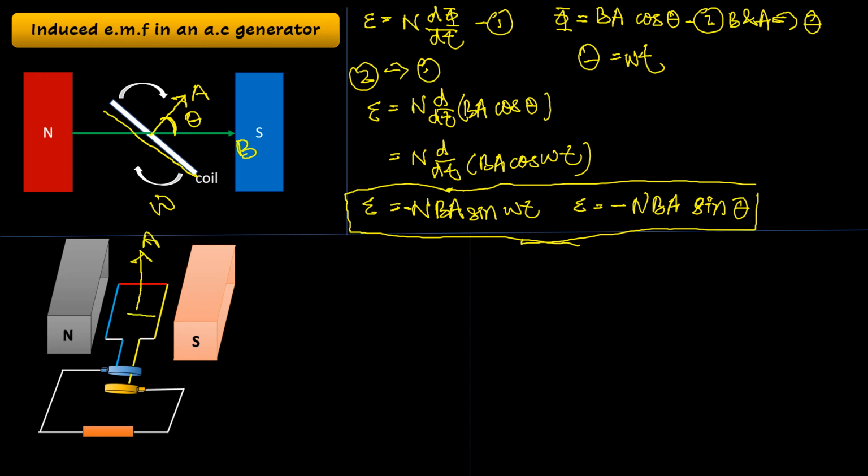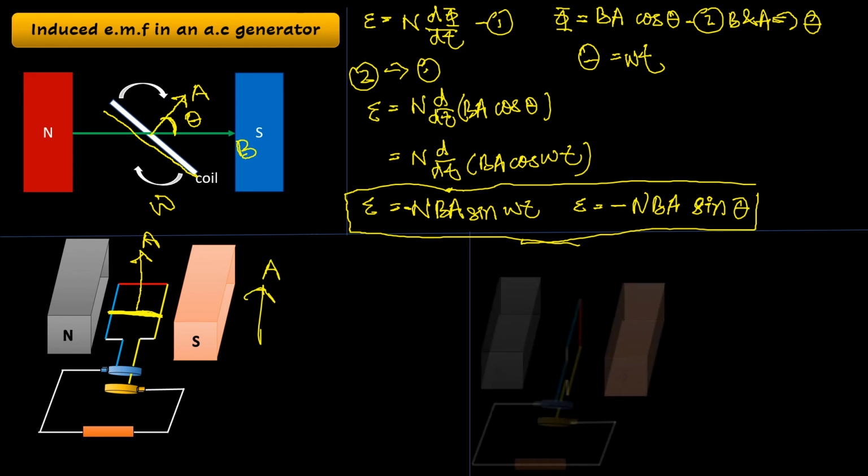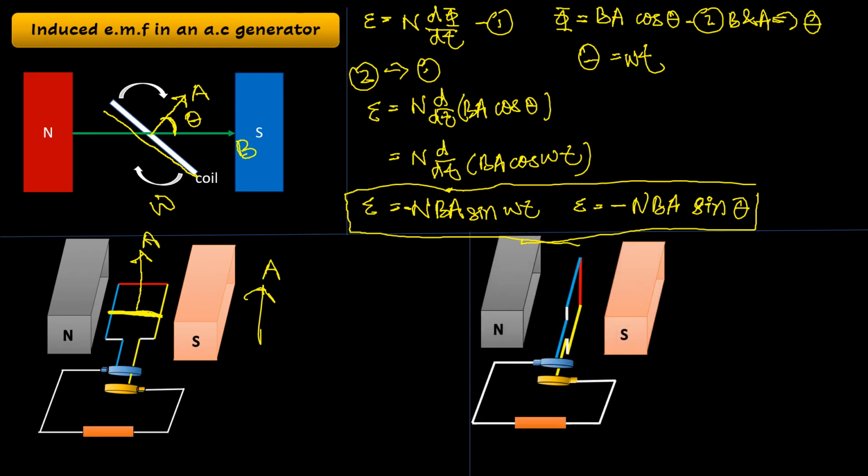So your plane is in this position, so your A will be perpendicular to the plane, so you will get an upwards A. Still your B is pointed to the right. So in other words, the angle between your A and B is 90 degrees, so your theta will be equal to 90 degrees.